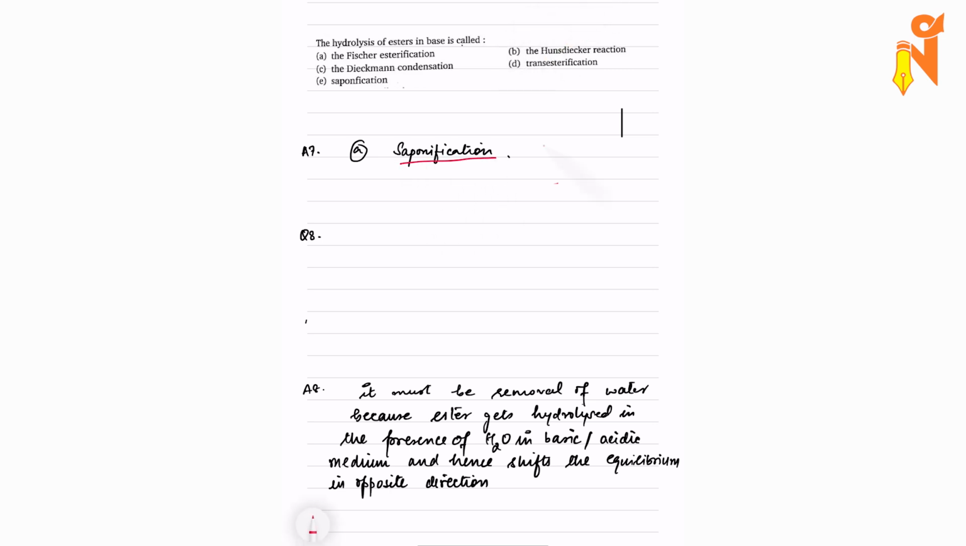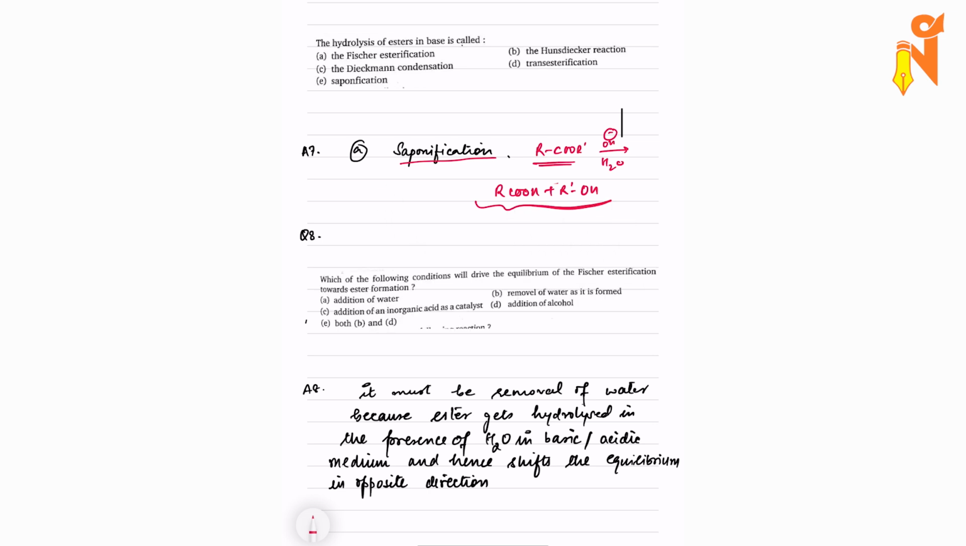Saponification is specifically the basic hydrolysis of an ester. So if you do OH minus with H2O, your ester gets converted into RCOOH plus R-OH. This process is called saponification.